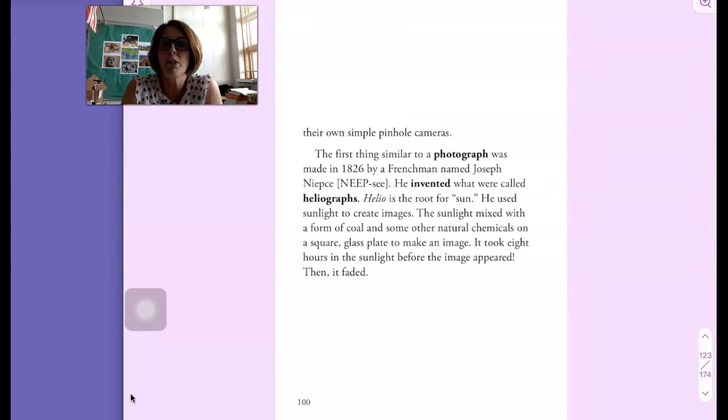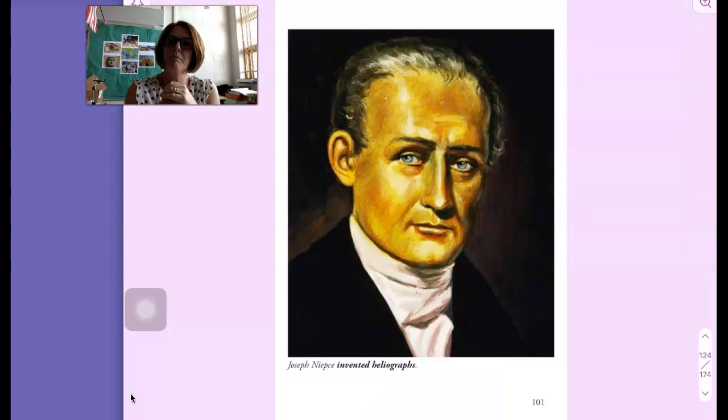The first thing similar to a photograph was made in 1826 by a Frenchman named Joseph Niepce. He invented what were called heliographs. Helio is the root word for sun. He used sunlight to create images. The sunlight mixed with a form of coal and some other natural chemicals on a square glass plate to make an image. It took 8 hours in the sunlight before the image appeared. Then it faded. There's Joseph Niepce.